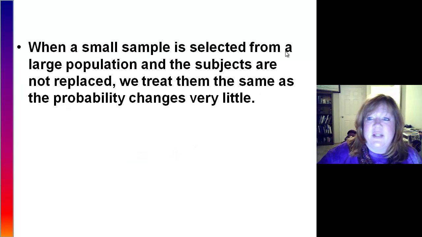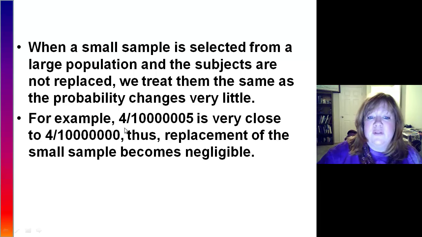A small sample is selected from a large population and the subjects are not replaced. We treat them the same as the probability changes very little. So in other words, they're saying instead of not replacing the deck of the cards, that would make a difference. But if I have like the population of the United States, which is millions and millions of people, 4 out of 10 million 5 is going to be very close to 4 out of 10 million, because in this scheme of things, it's not going to change your probability that much. It's still going to be very close to zeros. Thus, replacement of the small sample becomes negligible.